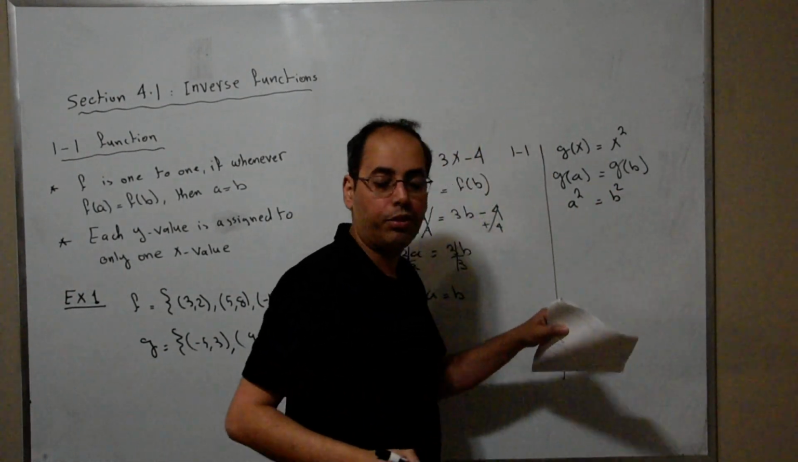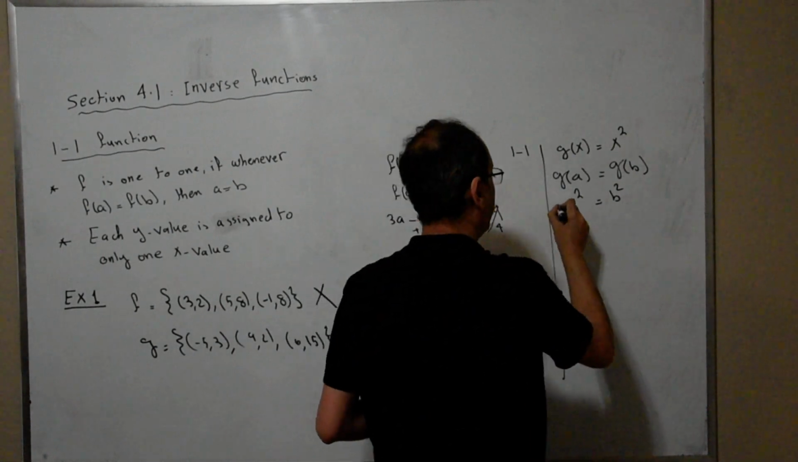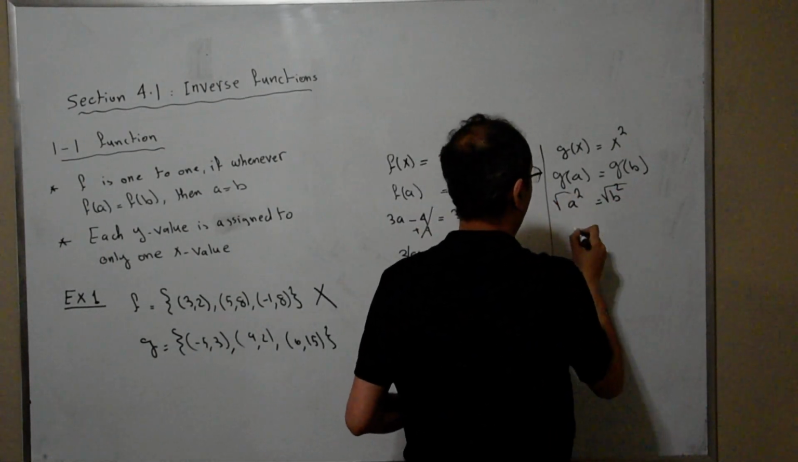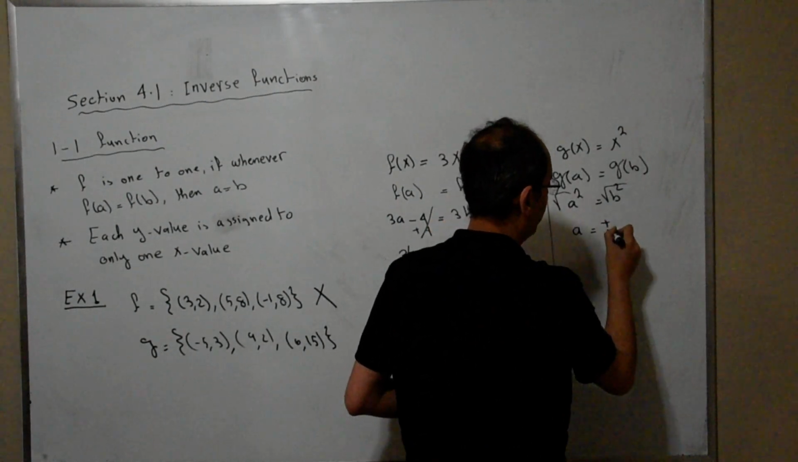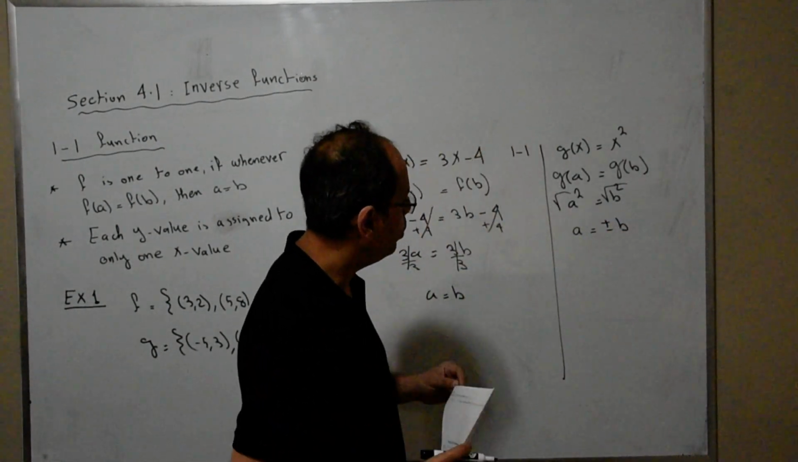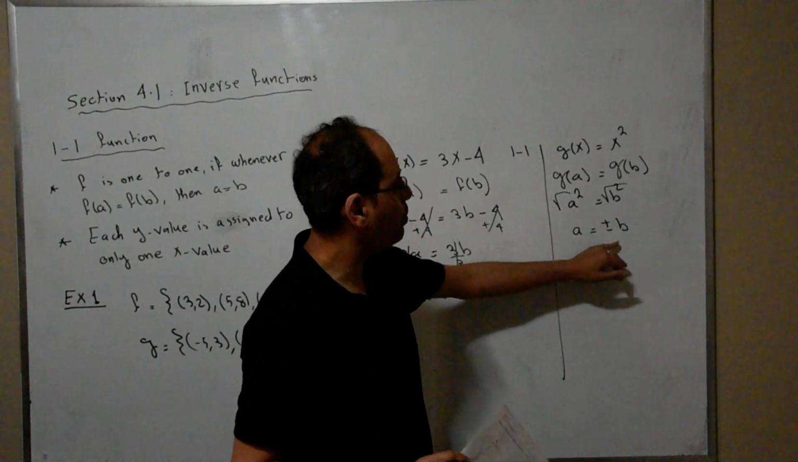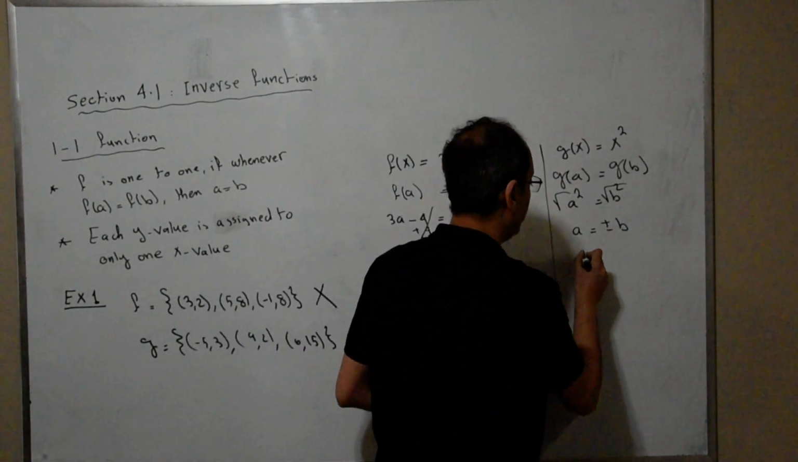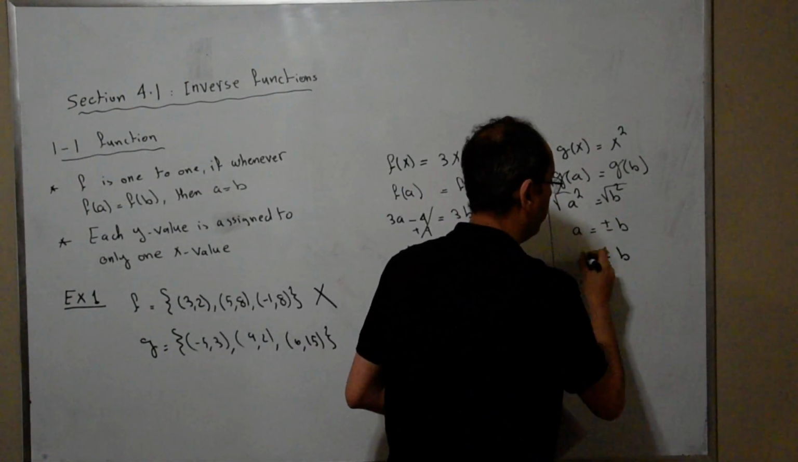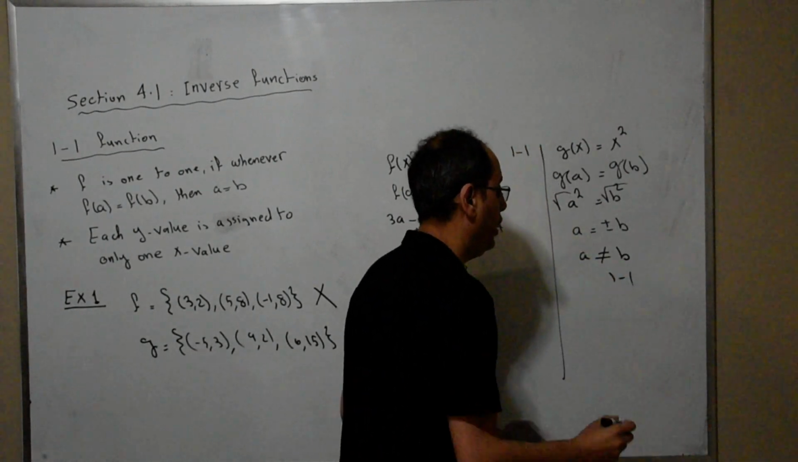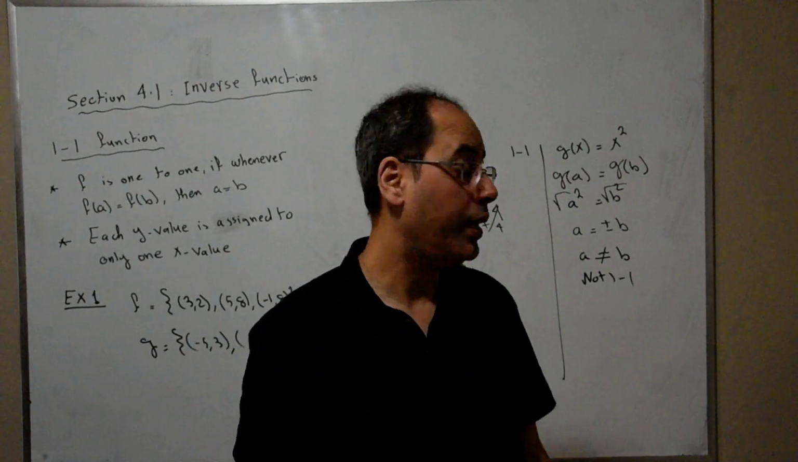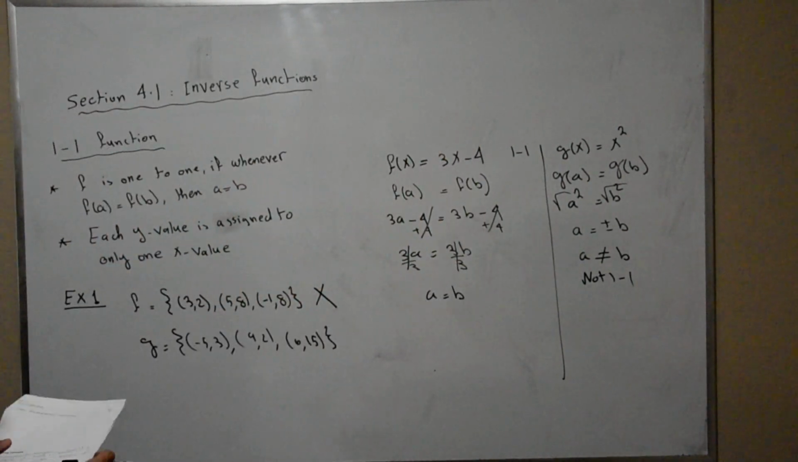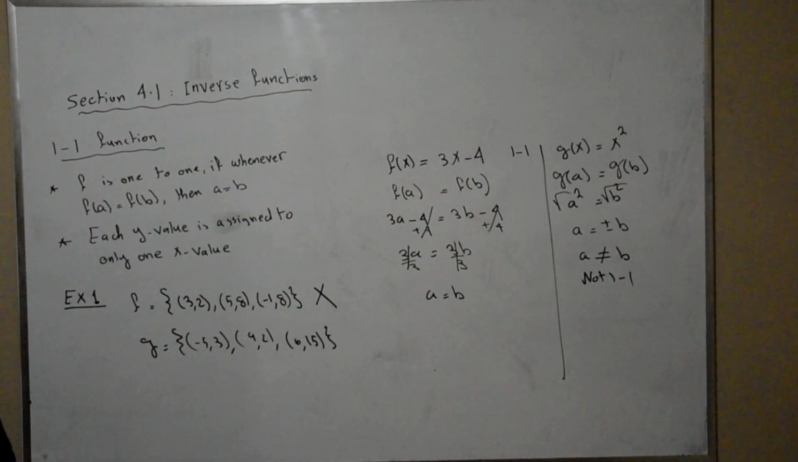Now I have squares, so I take the square root of both sides. So I have a on the left, but here I have plus or minus b. Therefore, a has two values, so a is not equal to b. So therefore this function is not one-to-one. Okay? I hope that this test is clear.